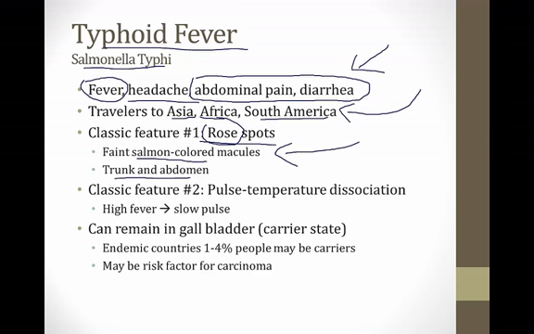The second classic feature is pulse temperature dissociation. So normally when you have a fever, your heart rate goes up. But in typhoid fever, for reasons we don't understand, the pulse gets slow. It's called a relative bradycardia or a pulse temperature dissociation. And then finally, you should know that this bacteria can hide in the gallbladder and form a carrier state. As many as 4% of people in some of these endemic areas are carrying the bacteria around. And chronic infection with Salmonella typhi may be a risk factor for gallbladder carcinoma.